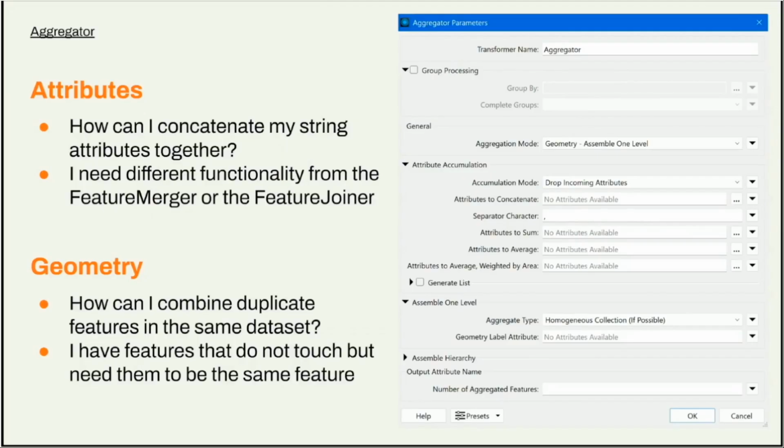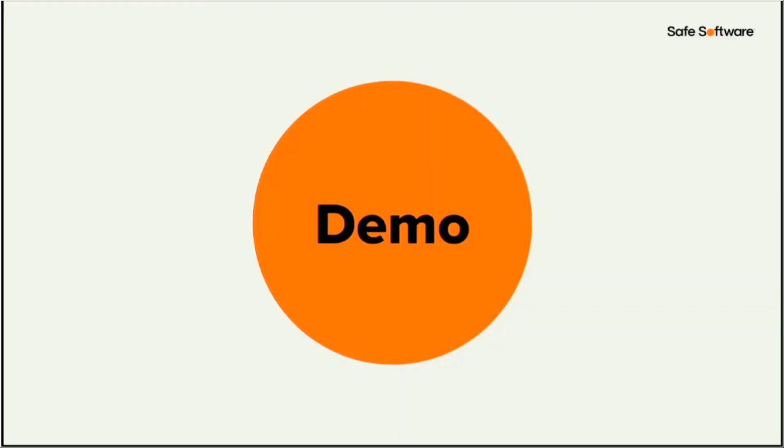So like how can you combine duplicate features in the same data set, or you have features that do not touch, but you need them to be in the same feature. So I will go into the demo.